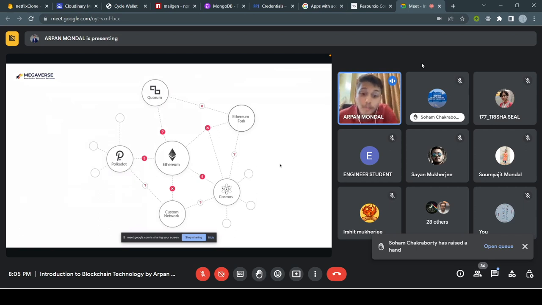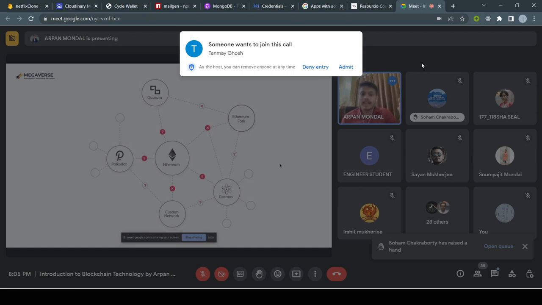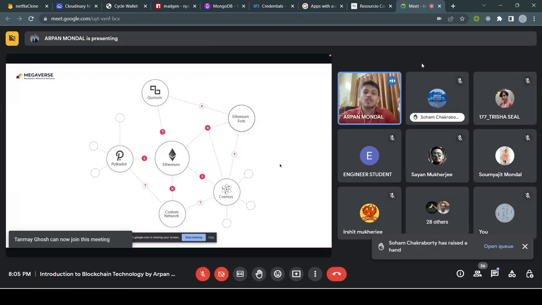Now we'll go for Polkadot and Cosmos. They were able to, you can see there's a dollar sign right here, right? So why? They actually built a scalable system, but it was not cost effective. Actually, the meaning of a scalable system is cost effective.